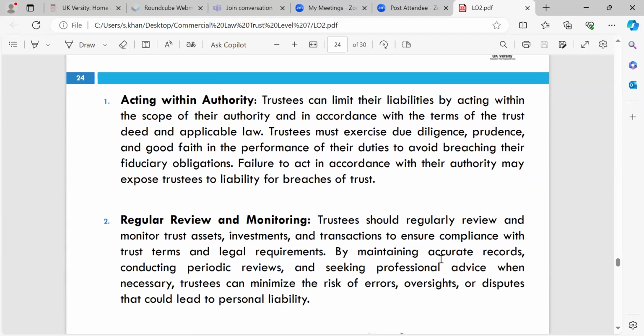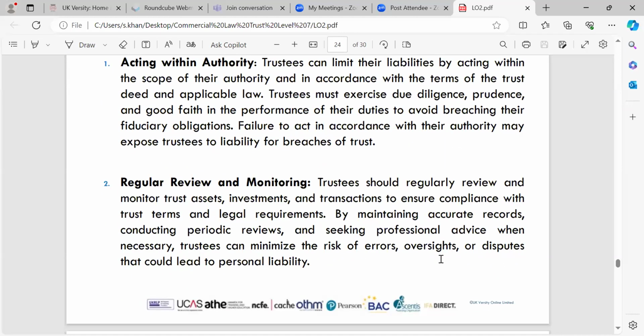Acting within authority. Trustees can limit their liabilities by acting within the scope of their authority and in accordance with the terms of the trust deed and applicable law of that jurisdiction. Trustees must exercise due diligence, prudence, and good faith in the performance of their duties to avoid breaching their fiduciary obligations. Failure to act in accordance with their authority may expose trustees to liability for breaches of trust. They must follow what their duties are, meet the requirements and not breach them.